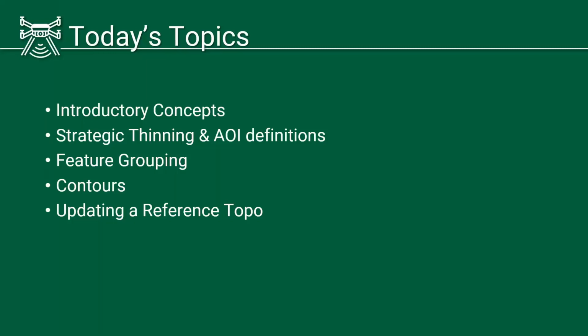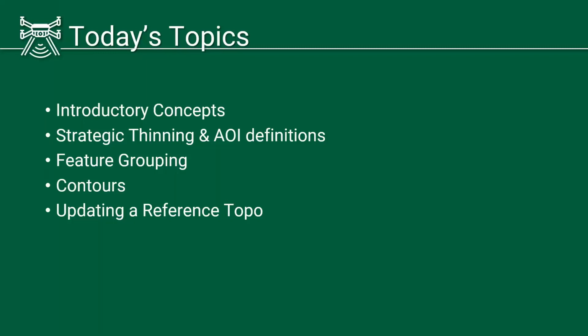So I was just going to introduce some of our topics for today. I'm going to go through some introductory concepts. Then David is going to talk about strategic thinning, the usual area of interest definitions with polygons and corridors, and a few different thinning and AOI examples with grid and raster DEM data, as well as LiDAR data, bringing in that area of interest at read time and thinning after, and why you might actually want to do that.